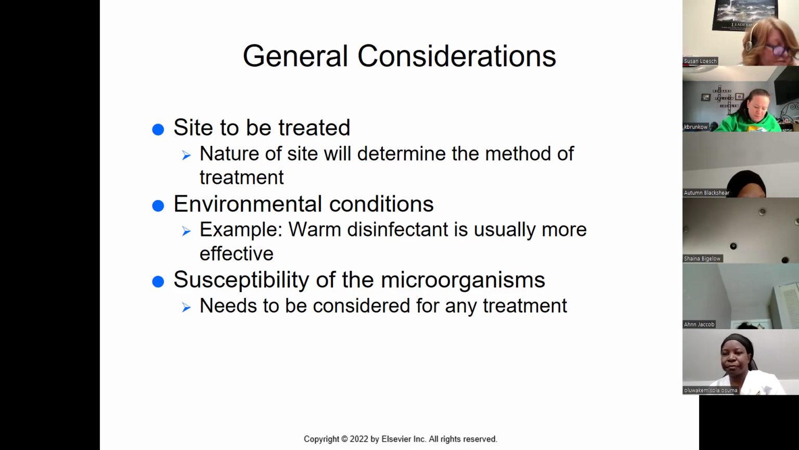Several factors have to be considered before we decide which method is most appropriate. Factors that need to be considered: what site are we treating? So the site or the item is going to determine the method of the treatment. And that's what I was just talking about. Like if you have a beanbag chair, you may not be able to sterilize it. You have to throw it out, right? But if you have a scalpel or something like that from a surgical procedure, throw that in an autoclave or something like that and sterilize it. Sometimes we actually incinerate things as well.